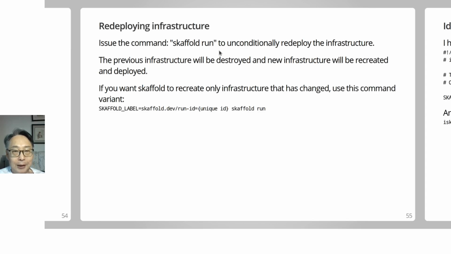When I run Skaffold run, that command will tear down and redeploy the infrastructure. The previous infrastructure will be destroyed and new infrastructure will be recreated and redeployed. I find this a waste of time. I want Skaffold to only recreate infrastructure that has changed. Don't destroy and recreate infrastructure that has not changed. You can do this with Skaffold, but it's quite cumbersome. You have to type Skaffold label, give it a run ID. In this case, my run ID is just my name, Siu Yin, and then type Skaffold run or Skaffold delete.